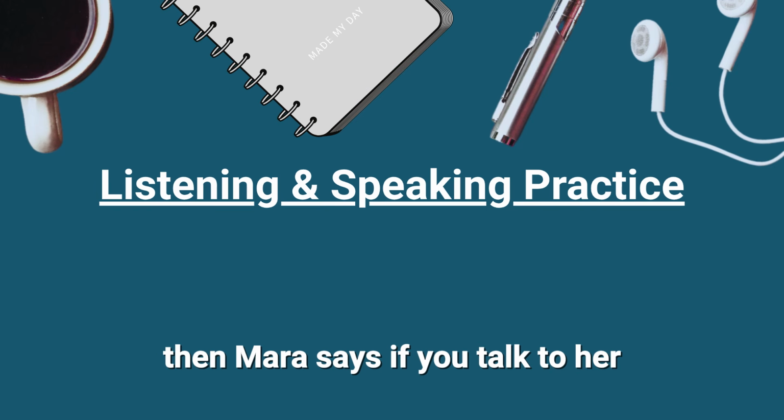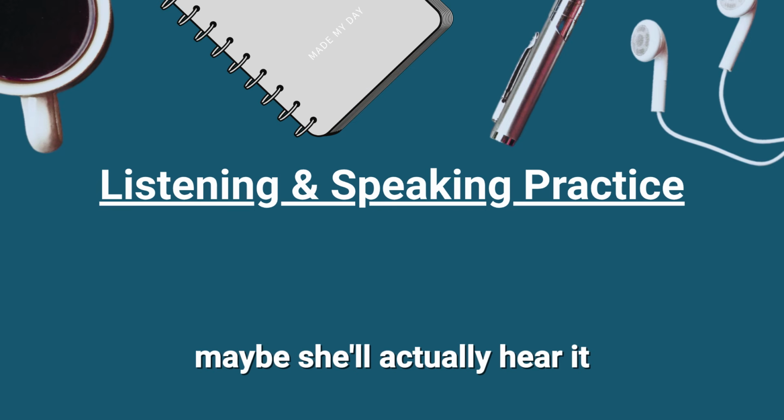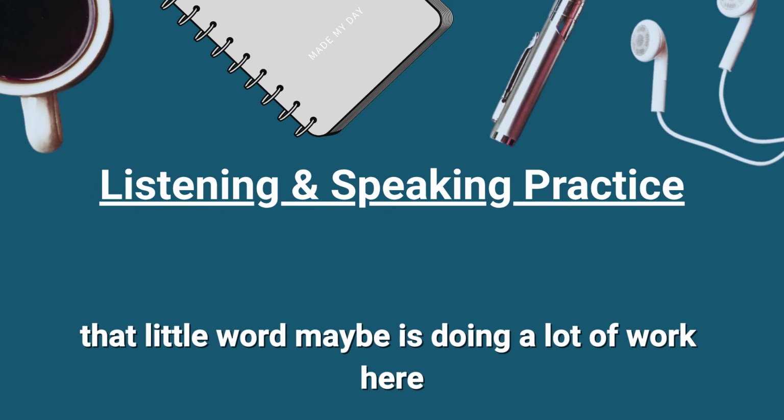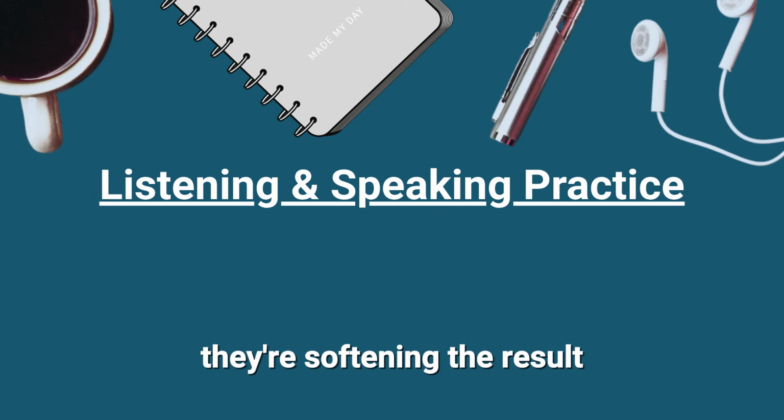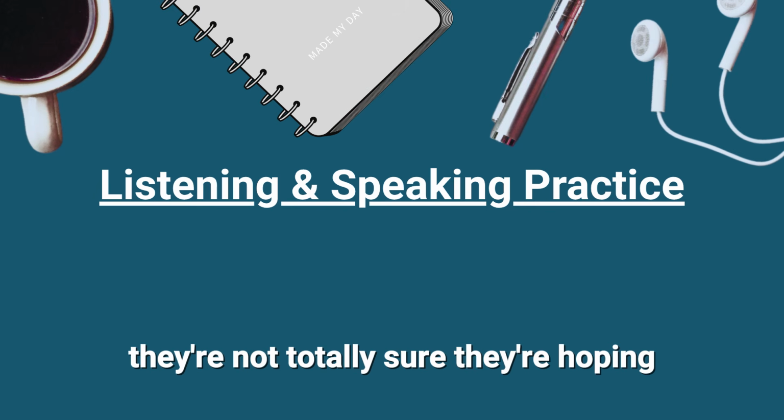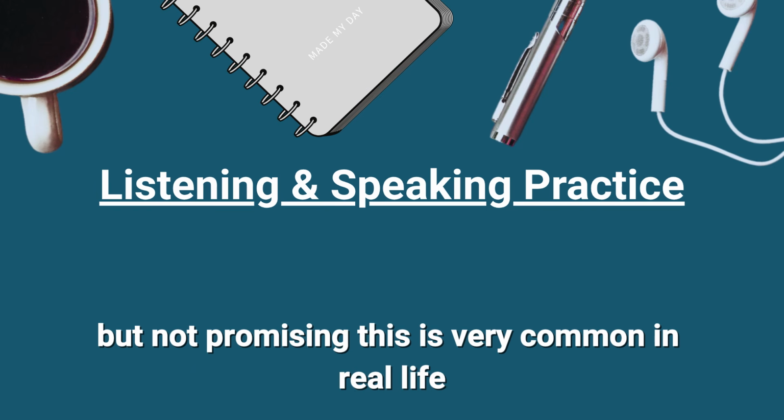Then Mara says, "If you talk to her, maybe she'll actually hear it." That little word, "maybe," is doing a lot of work here. When someone adds "maybe" to a conditional sentence, they're softening the result. They're not totally sure. They're hoping, but not promising. This is very common in real life.